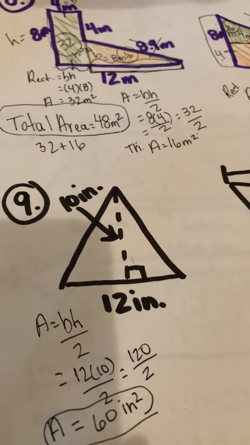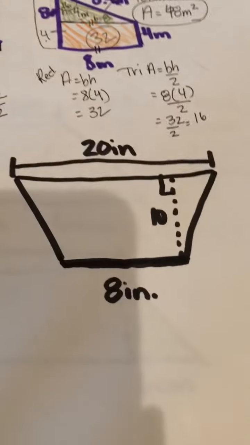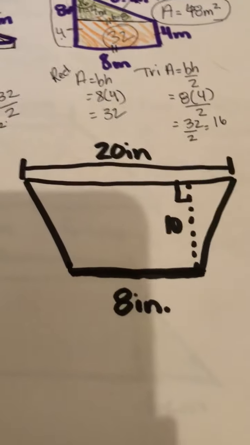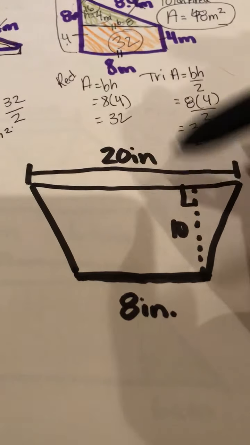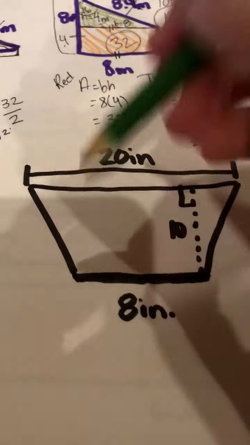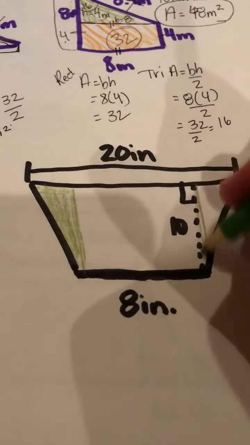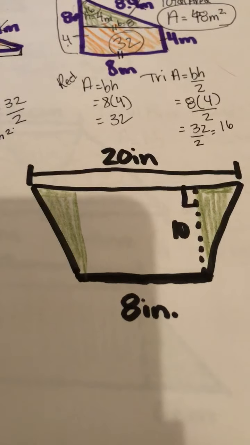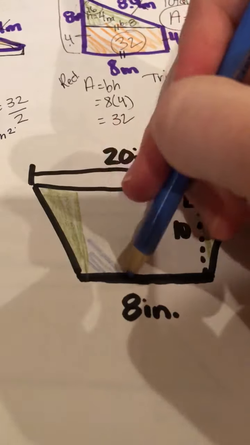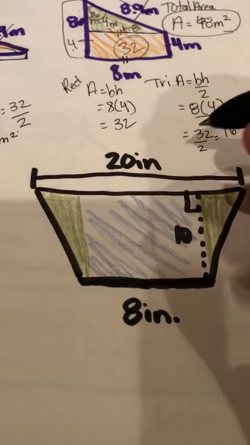There's my final answer for that triangle. Now, in number 9, it wants us to find the area of the trapezoid, the upside down trapezoid. So, I'm going to have to split this up because they didn't split it up for me. I'm going to go with 2 triangles that are going to be exactly the same and a rectangle in the middle. I just like that color stands out better.